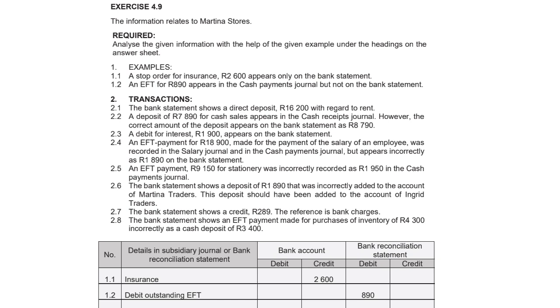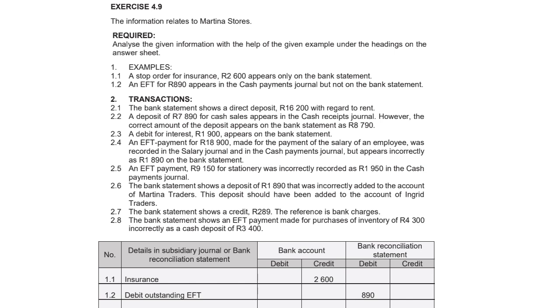Exercise 4.9. The information relates to Martina stores. Required. Analyze the given information with the help of the given example under the headings on the answer sheet. So let's have a look at the two examples. Example 1.1. A stop order for insurance, 2,600 Rand, appears only on the bank statement. So that means we are going to have to put this entry in our bank account. Stop order for insurance is an expense, so it will be credited in our bank account. So we will say details is insurance, and the bank account will be credited with 2,600 Rand.